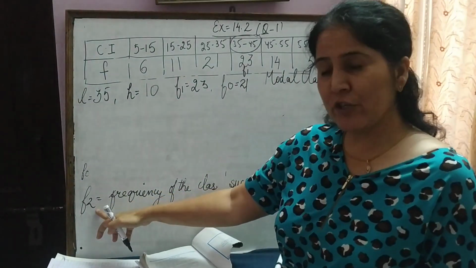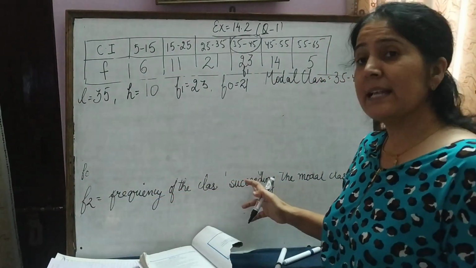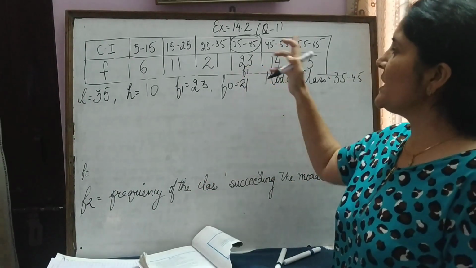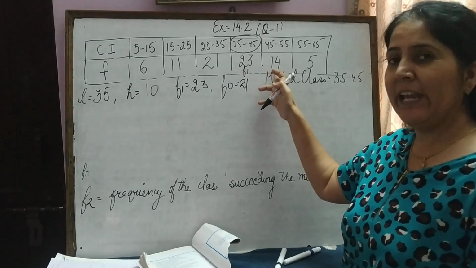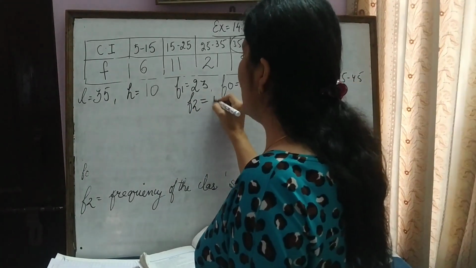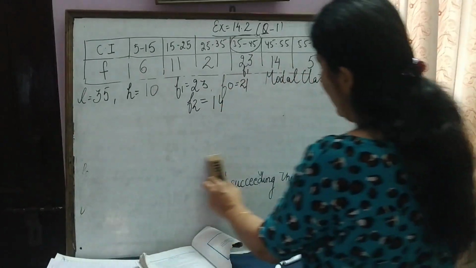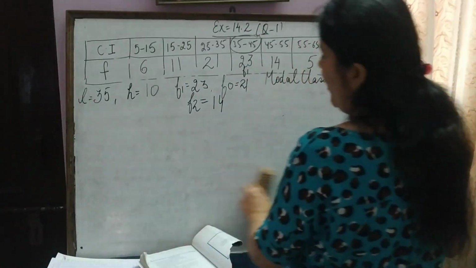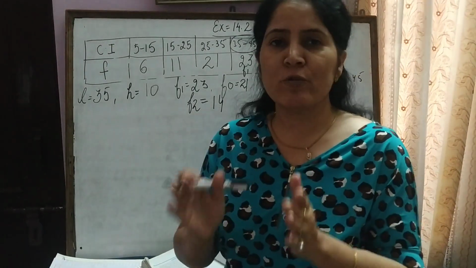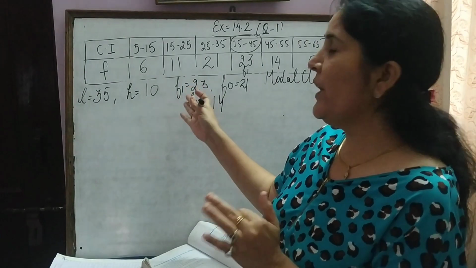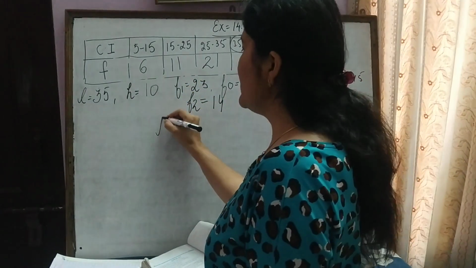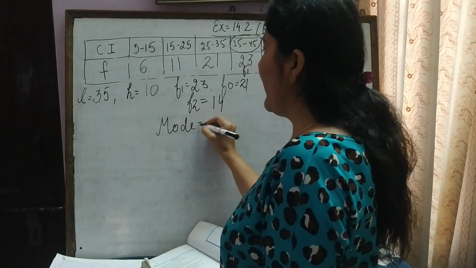Last is f2, frequency of the class succeeding. Succeeding, successor is the same thing. So which is the succeeding value of 23? That is 14. So we have found out f2 also, that is equal to 14. So you can see that I have found out all the values on the board. Now we only have to apply the formula and insert all the values in the formula. Let us write it. Once again I am writing the formula.